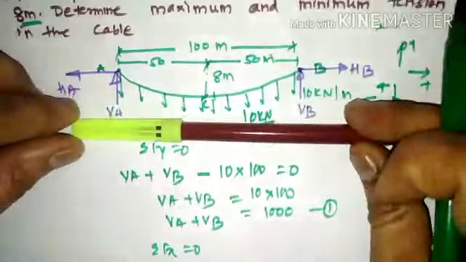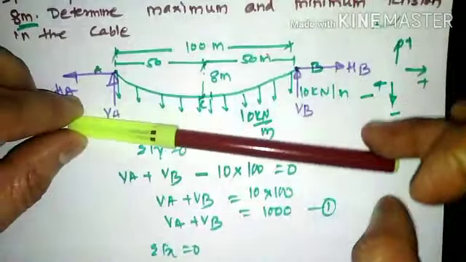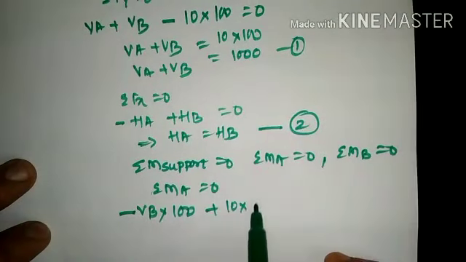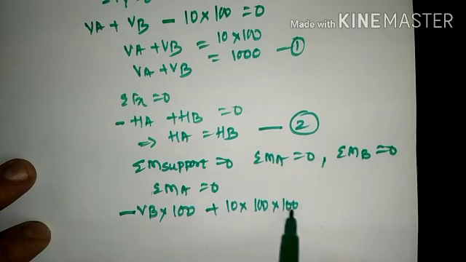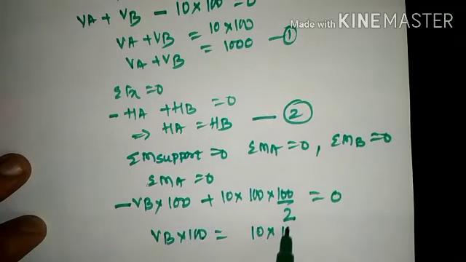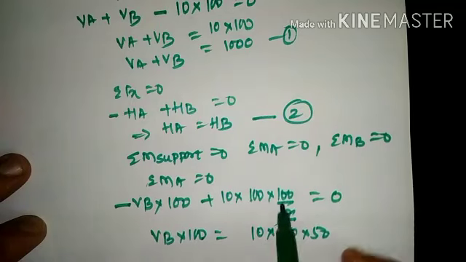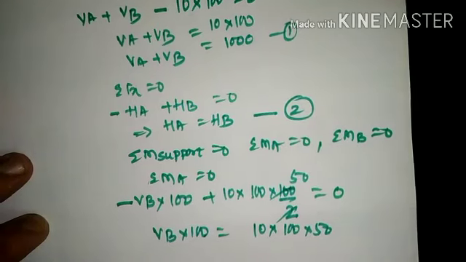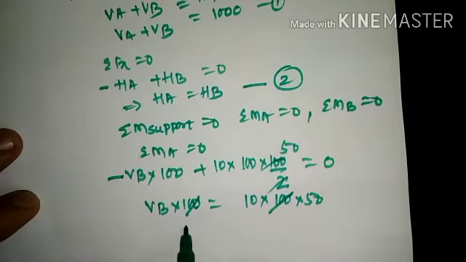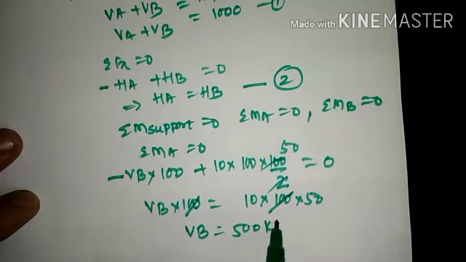Likewise, with reference to A, UDL is on the top now, this will rotate in clockwise direction, plus of 10 into 100 into 100 divided by 2, that is nothing but span divided by 2. So this value will be VB into 100 is equal to 10 into 100 into 50, that is 2 ones are 2, 5s are 50 here. So 100 on the left hand side, 100 on the right hand side gets cancelled. So VB will be equal to 10 into 50, which comes out to 500 kilonewton.